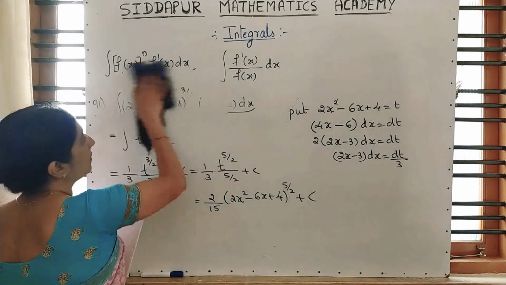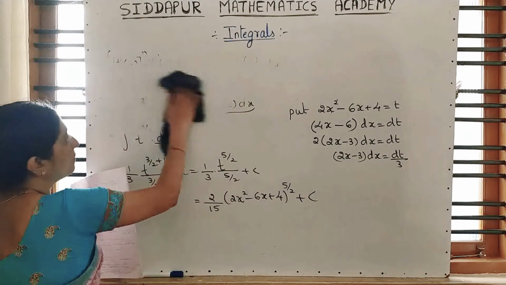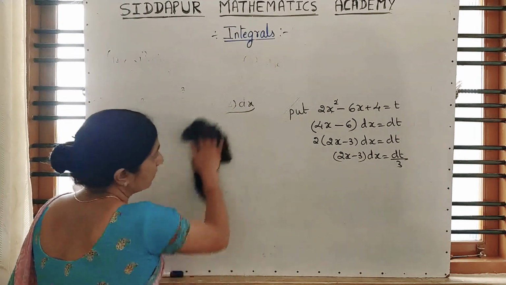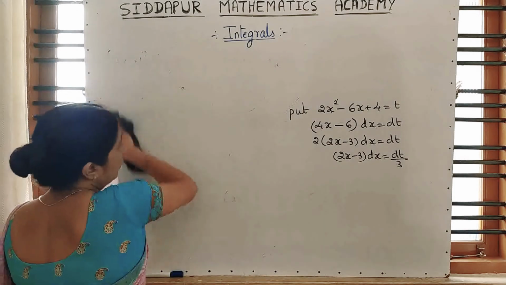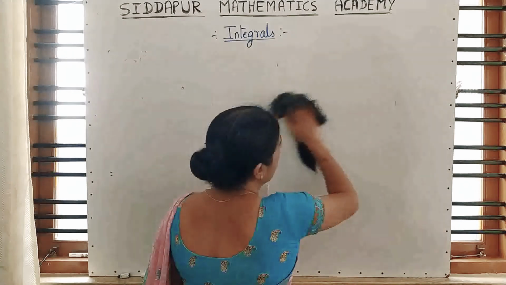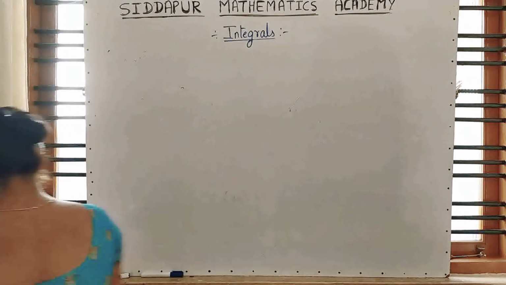Only thing, remember that concept. And maximum times, if the problem is a fraction, in the denominator we are writing t. I will explain that general method, then I will move to the example.